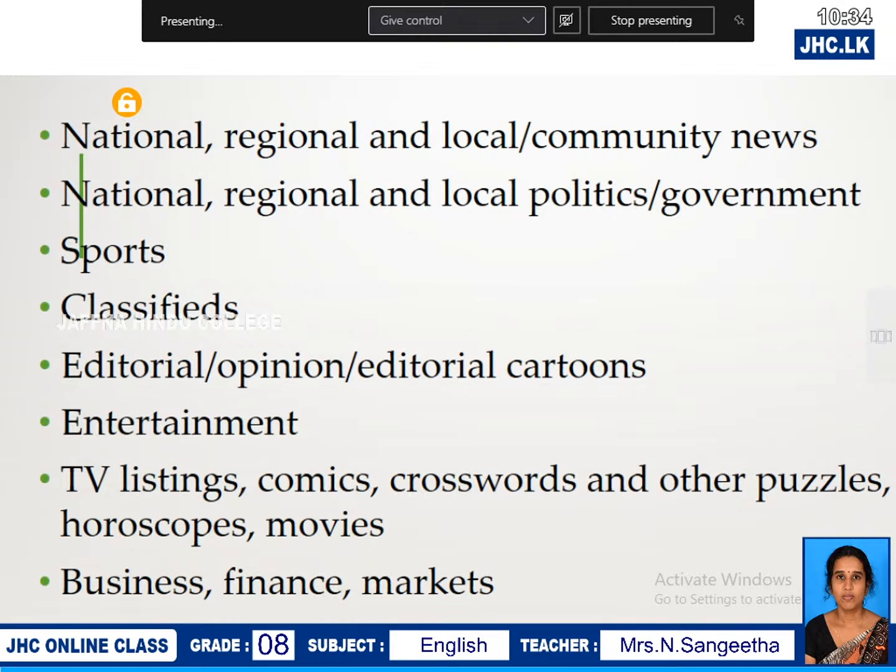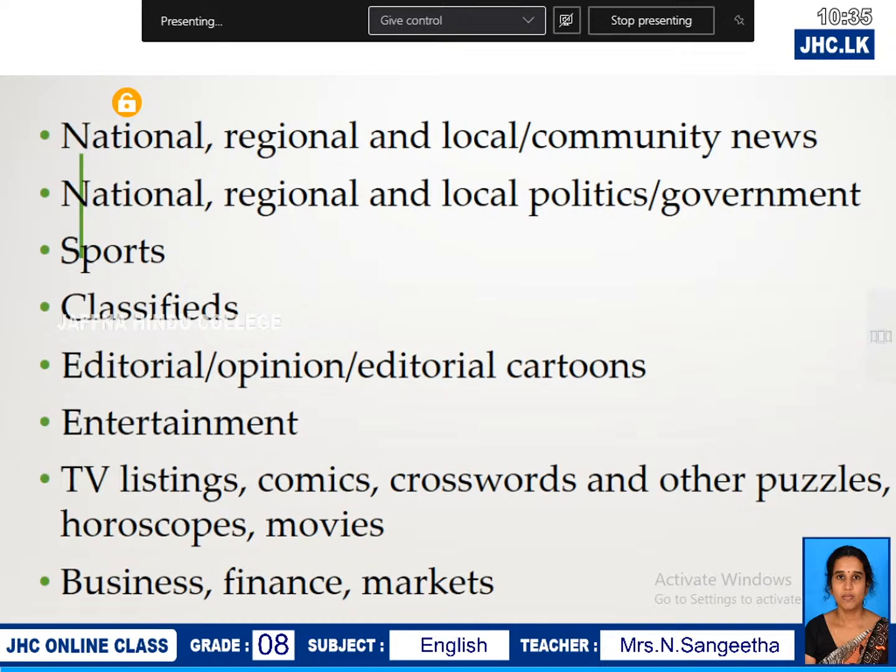The main thing and nearly 70% of the news covers the national, regional and local community news. அதாவது 70% ஆன நியூஸ் என்ன இருக்கும்னா national, regional and local community. And national, regional and local politics or government. Politics அரசியல் சம்பந்தமான, தேசிய அரசியல் சம்பந்தமானது. ரைட்.